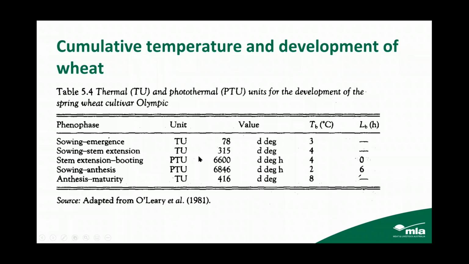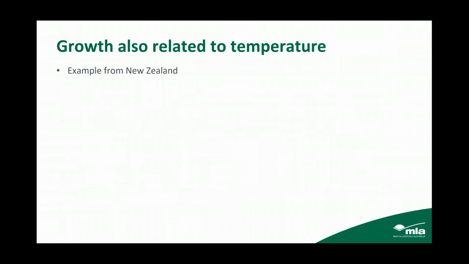Now, don't worry about the PTUs. They're photothermal units. The day length is involved in those, so we won't worry about those, because I'm not talking about it. But look at the last one, from anthesis, which is a fancy word for flowering, right through to maturity. This cultivar required 416 day degrees with a base temperature of 8. So in other words, grain growth stops at 8 degrees. So cumulative temperature above 8 degrees, once you'd accumulated 416, would denote when maturity is happening. All right, all good. I hope it's clear so far. It won't get much more technical than this, I hope.